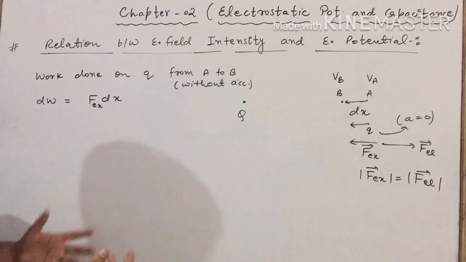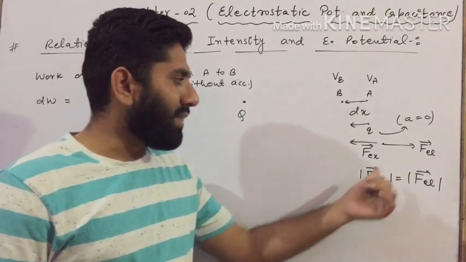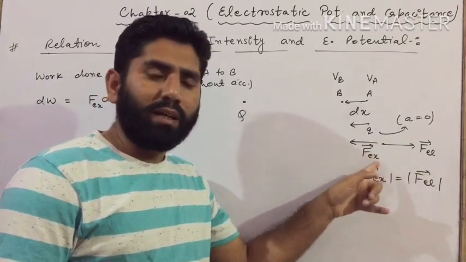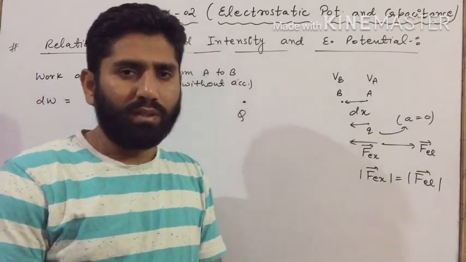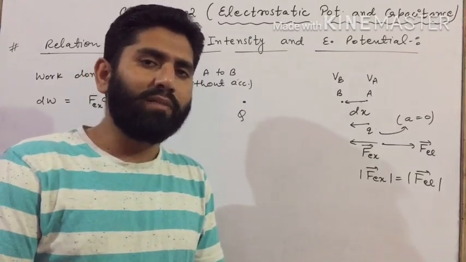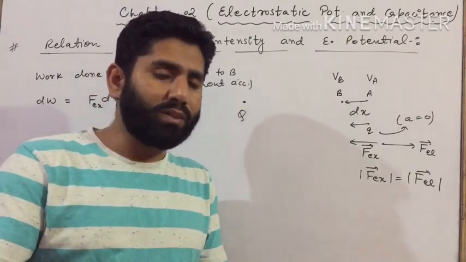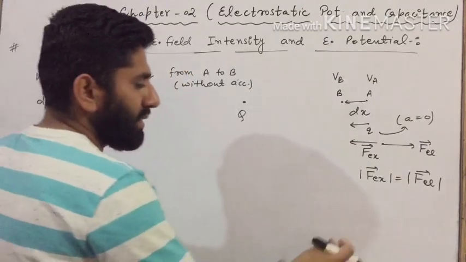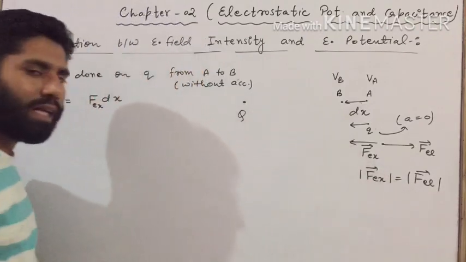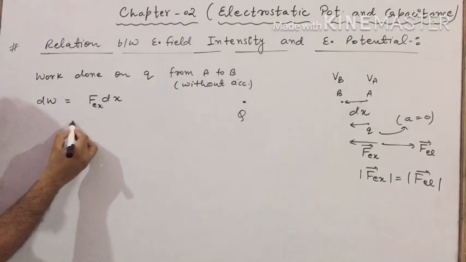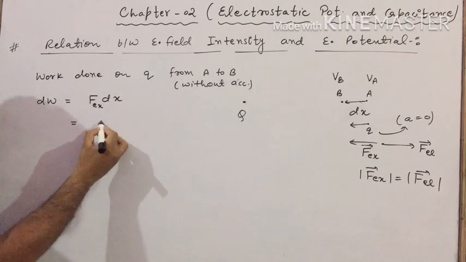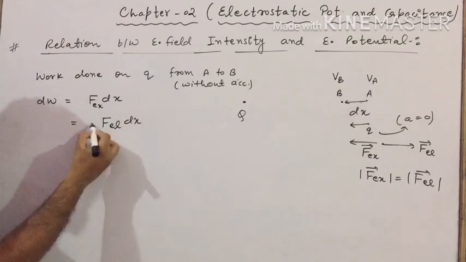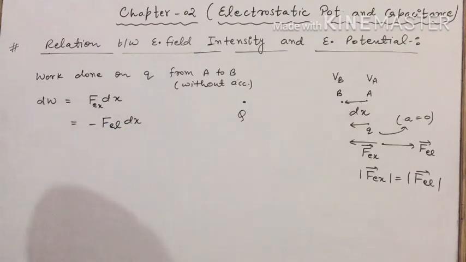But the known force in case of electric field is the electrostatic force, and electrostatic force is opposite to the direction of external force. So what difference will it cause? It will cause a negative sign only. Okay. And what about magnitude of work? Magnitude of work will be same, because magnitude of both of these forces is equal. So that means same work can be calculated by using electrostatic force, but in place of external force, if you use electrostatic force, you have to place a negative sign over here.